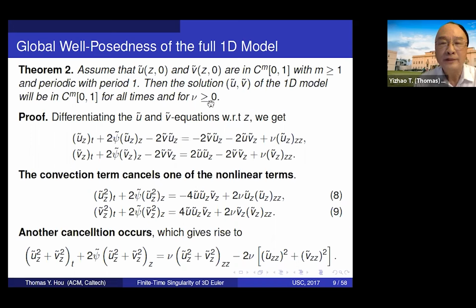But one day I discovered a very surprising cancellation effect. In some sense, you can construct a Lyapunov function given by this u sub z and v sub z. So u tilde is u1, and then v tilde is the integral of omega1 in z. So it turns out if you differentiate the equation on both sides with respect to z, then the convection term and the vortex stretching term cancel each other. There's one term that exactly cancels, right?